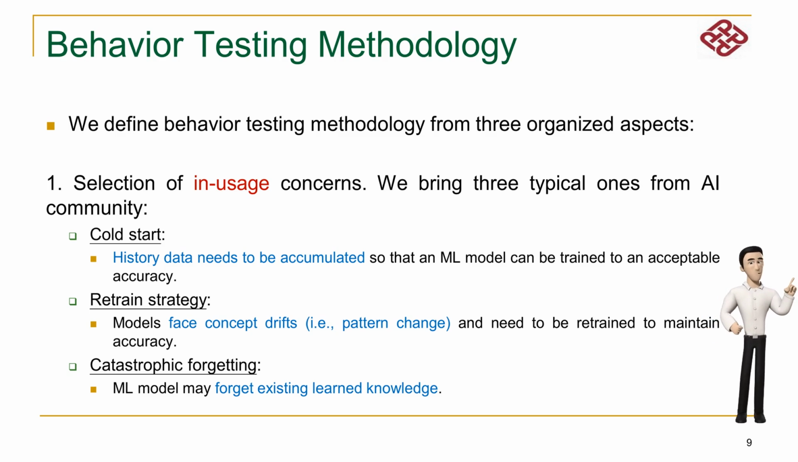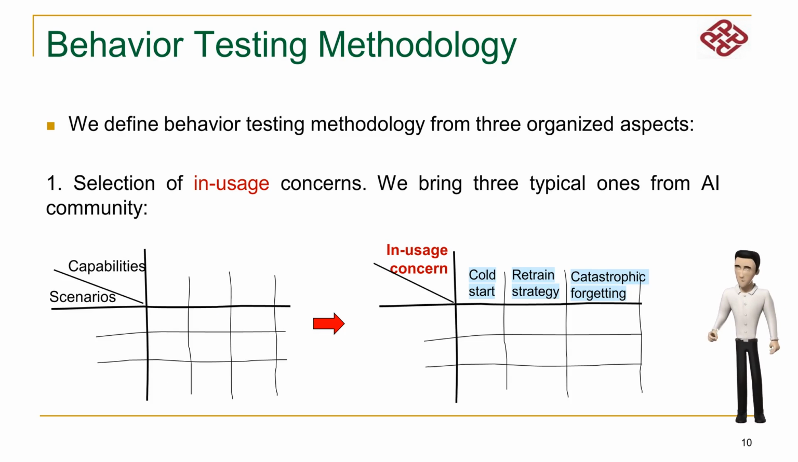Second, models face concept drifts in usage and need to be retrained to maintain accuracy. There are different types of retrain strategies, and it is important to figure out the suitable one. Thirdly, since many models have an internal mechanism for updating the model parameters to learn new knowledge, catastrophic forgetting means they may forget existing learned knowledge when learning new ones. We fill these 3 in-usage concerns into the evaluation methodology table.